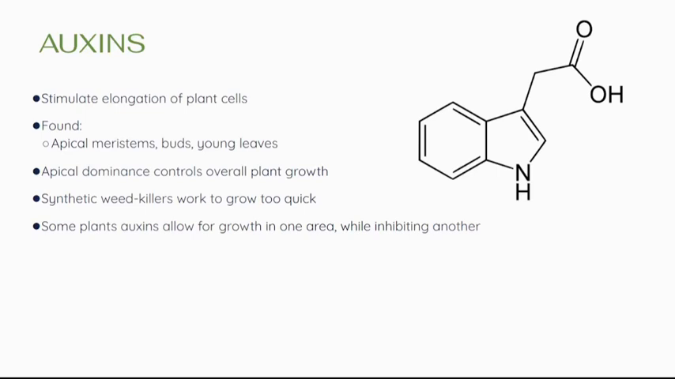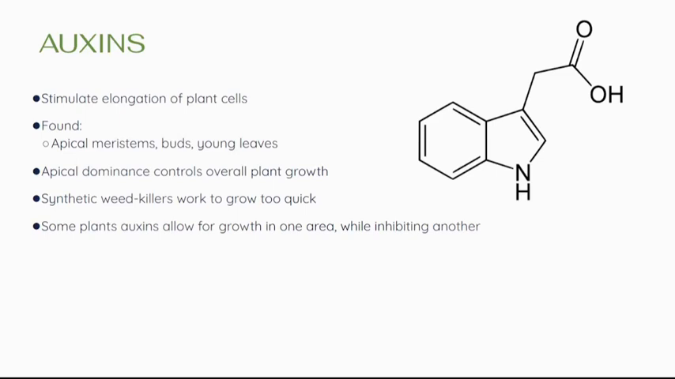So these synthetic weed killers work by making the plant grow too quick. They just want to grow fast. These weed killers are basically made out of auxin. So we spray it on the grass, and the grass grows really, really fast. It grows in height, but it's not growing in circumference. So essentially, the grass is going to lose structure, and all of it is going to fall over and die.